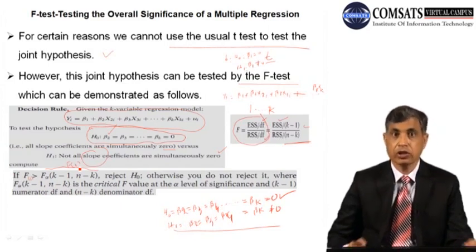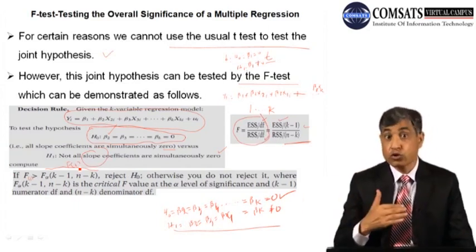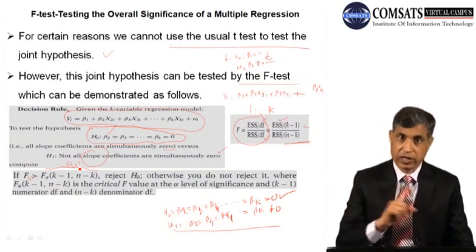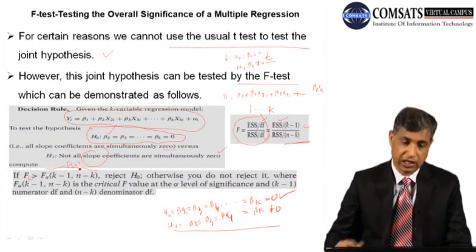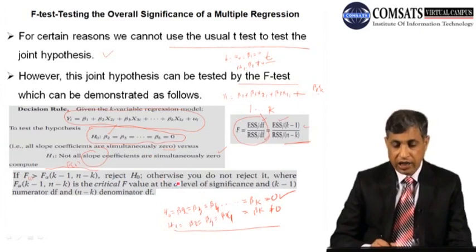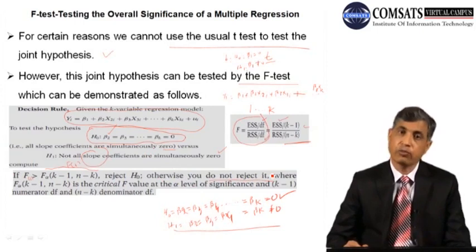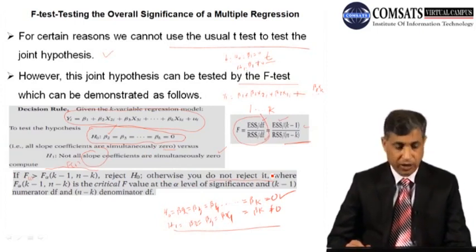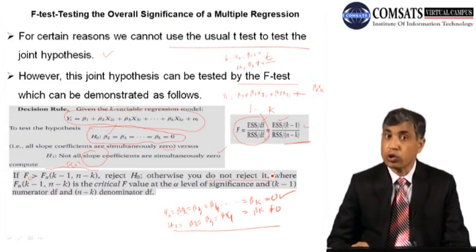And what was the null hypothesis? You said that all these slope coefficients are equal to 0. So we will reject this. We will say no, these are not equal to 0. They are not showing that they are equal to 0. Otherwise, you do not reject. If the situation is reversed, that F calculated is less than F tabulated, we can't reject the null hypothesis. And what will be the result? That yes, all the parameters are equal to 0.